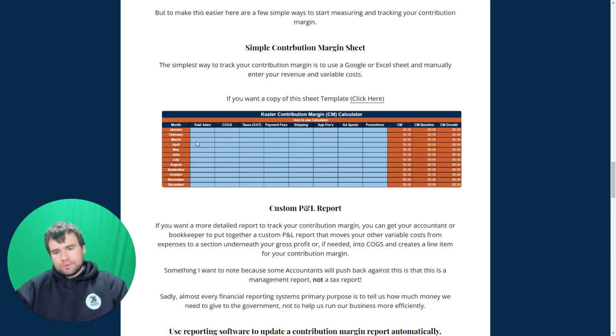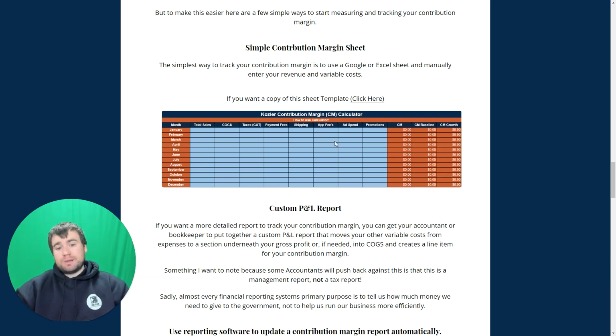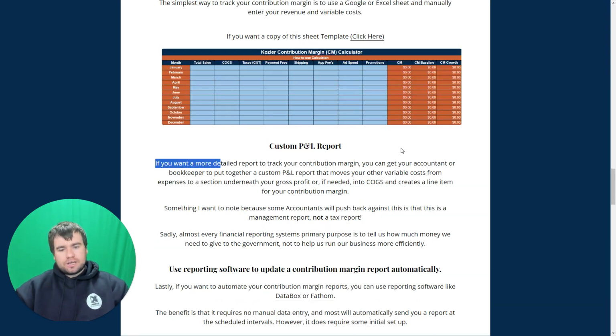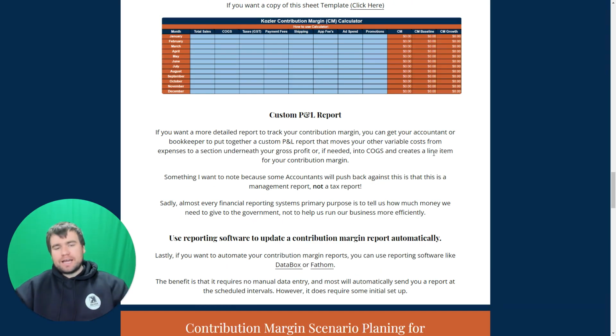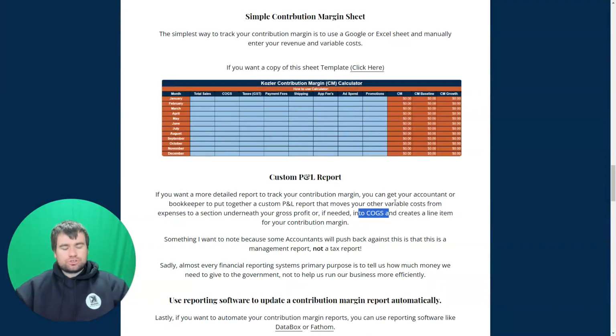Because your sales might be growing, but if you're running more discounts and more promotions and things like that, or just spending more on ads, you might be finding that you're actually not making more money at the end of the day. The other way you can do this is with a custom P&L report. You can get your accountant or bookkeeper to put together a P&L report for you that moves some of these variable costs up into your cost of goods sold.